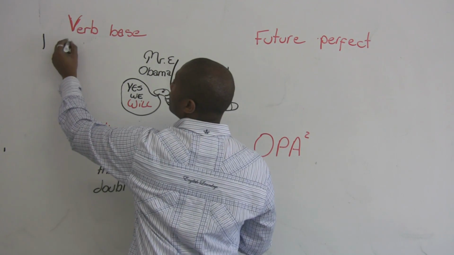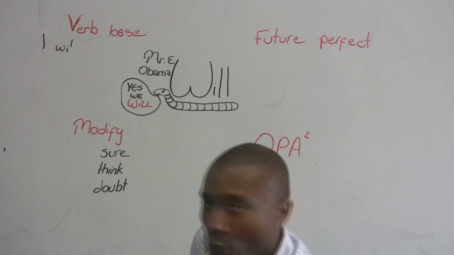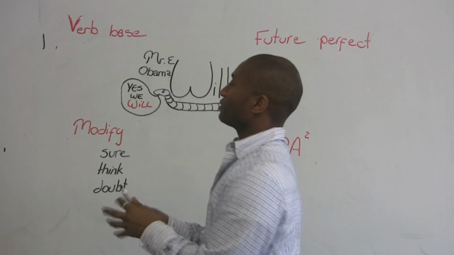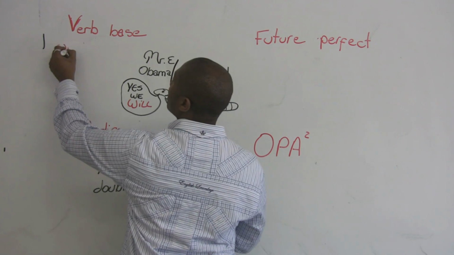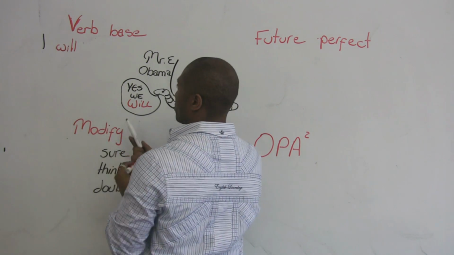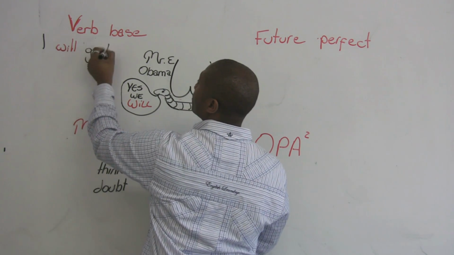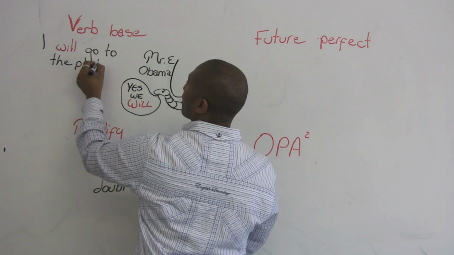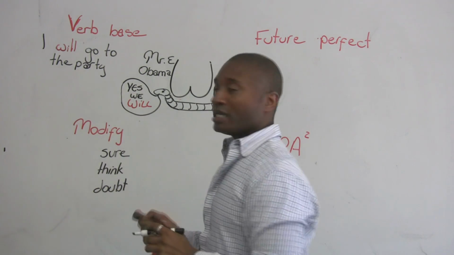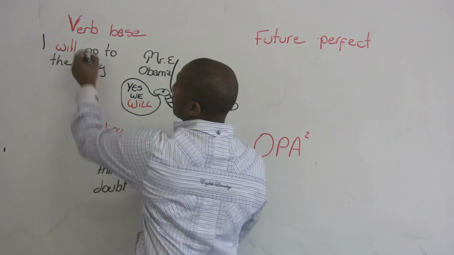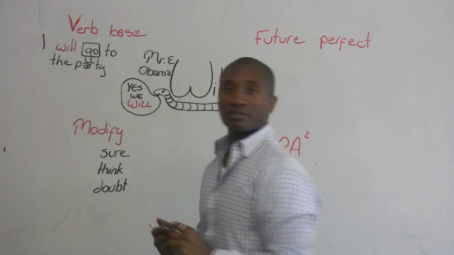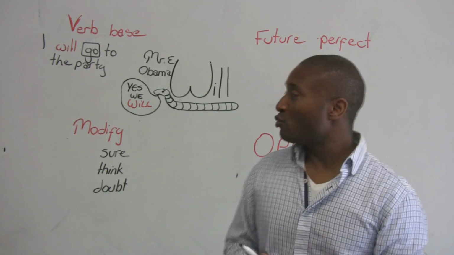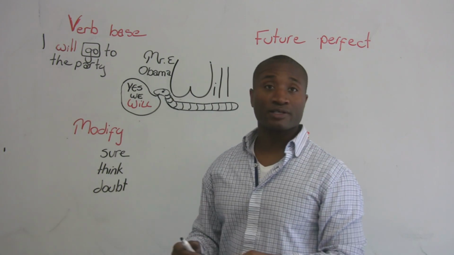All right, first, when we say, yes, I will do something, or I will do this, right? I will go to the party. I keep the next verb in the base. Okay? It's not goes, it's not gonna, it's just I will go. The verb stays in the base.